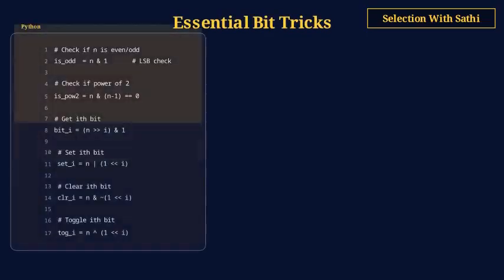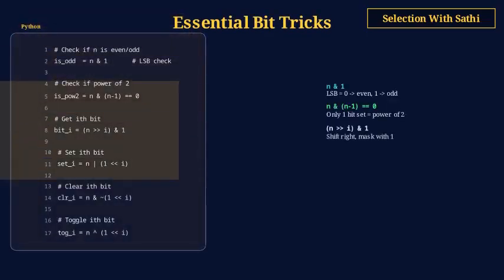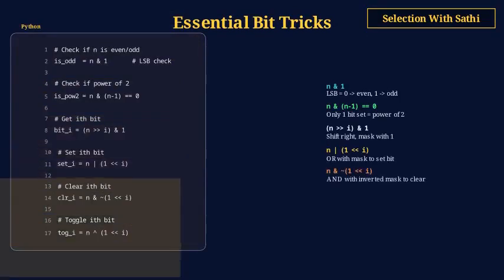4 essential bit manipulation operations. Look at line 2, check bit. Shift n right by i and AND with 1. This isolates just bit i, giving you 0 or 1. Line 5, set bit. OR n with 1 left shift i. This forces bit i to 1 without changing any other bits. Line 8, clear bit. AND n with the complement of 1 left shift i.